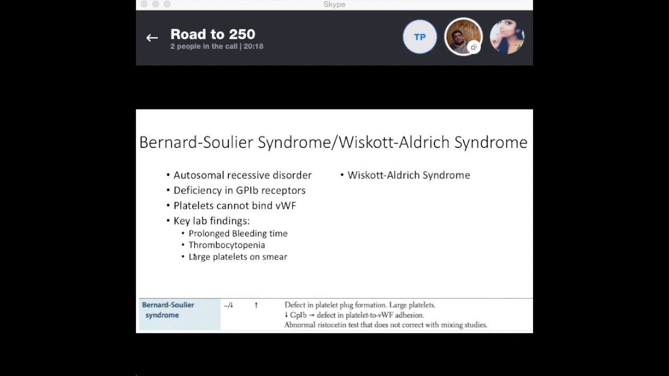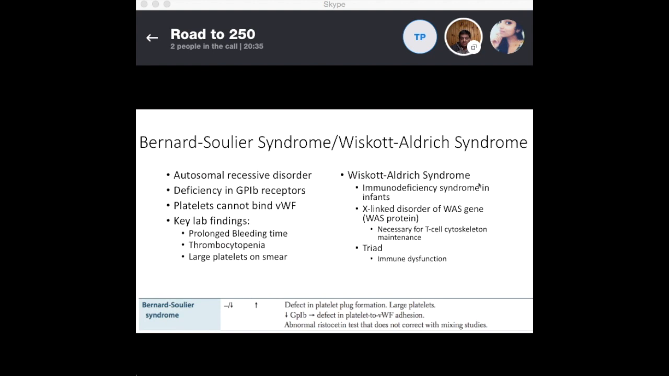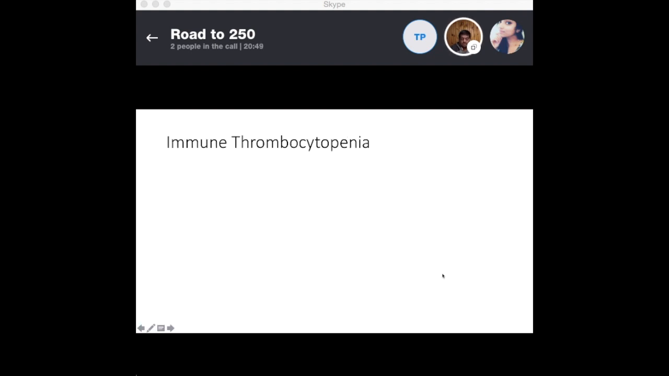All right, so Wiskott-Aldrich syndrome is an immunodeficiency syndrome in infants. It's an X-linked disorder of the WAS gene, and it's basically the WAS protein that's missing, and WAS protein is necessary for T-cell cytoskeleton maintenance. So the triad that you normally see in these patients are immune dysfunction, decreased platelets, and eczema. That's pretty much it from what I got, and the only reason it's here is because you'll see a decrease in the platelets. So that's why it's an important one.